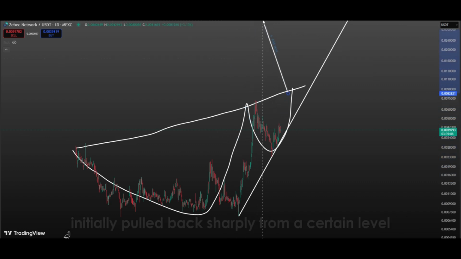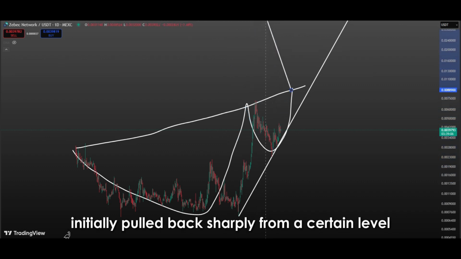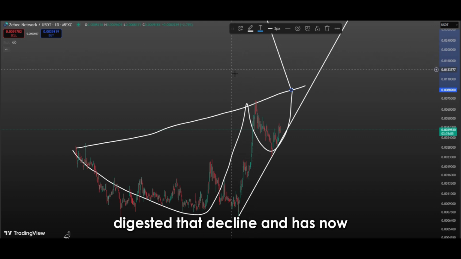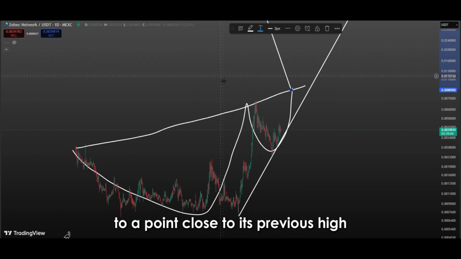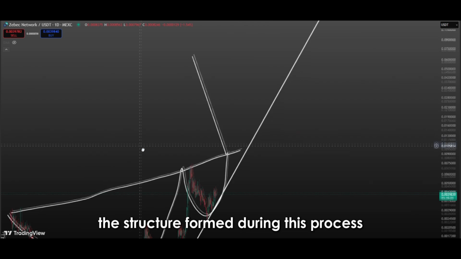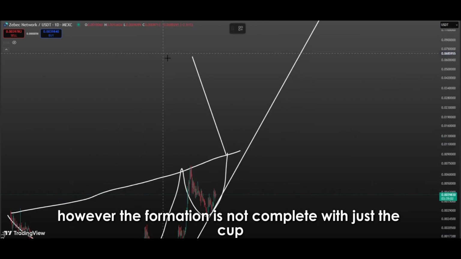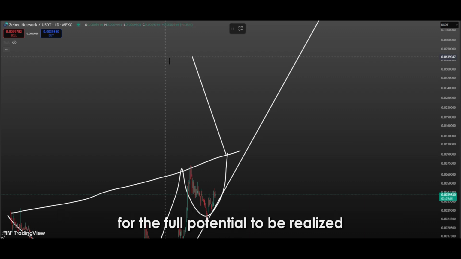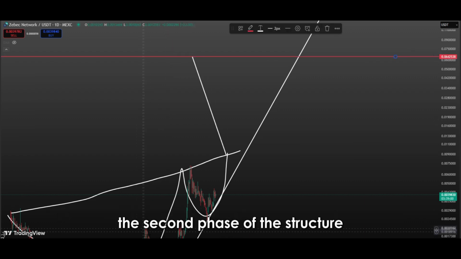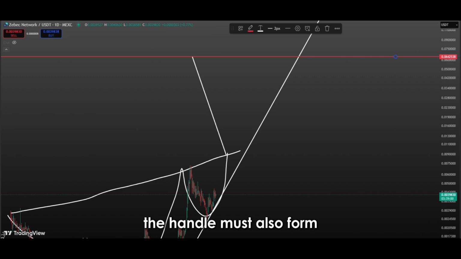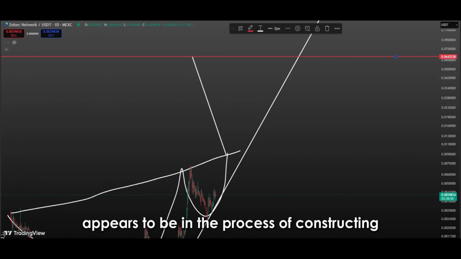In other words, the price initially pulled back sharply from a certain level, digested that decline, and has now gradually recovered to a point close to its previous high. The structure formed during this process represents a classic cup pattern. However, the formation is not complete with just the cup. For the full potential to be realized, the second phase of the structure, the handle, must also form. At this stage, price action appears to be in the process of constructing that handle.